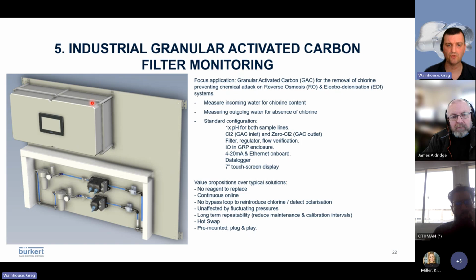There's no reagent to replace for the pH, chlorine and the zero chlorine. It's continuously online as well. We also have hot swap facility on these cubes. So if you needed to change over the pH, you could just take off the pH sensor, the two chlorine sensors stay online, put the new pH on, for example. So it's a very fast process to take one off and put one on as well.